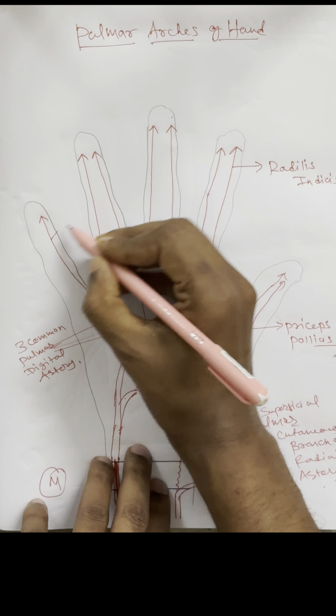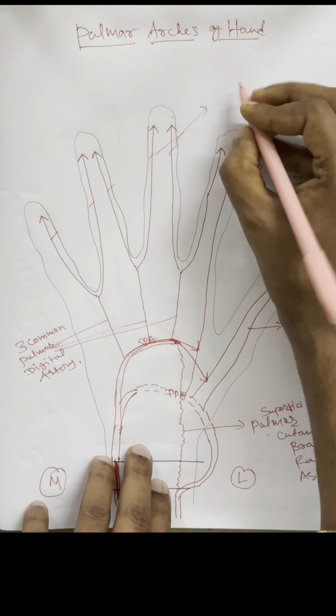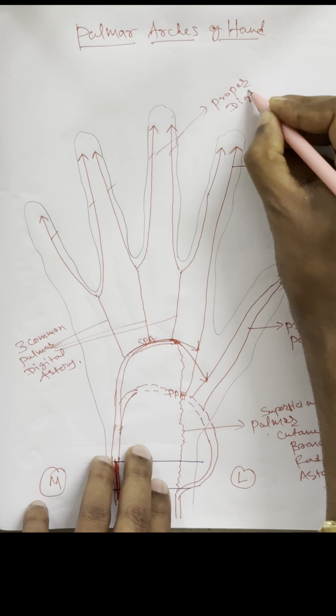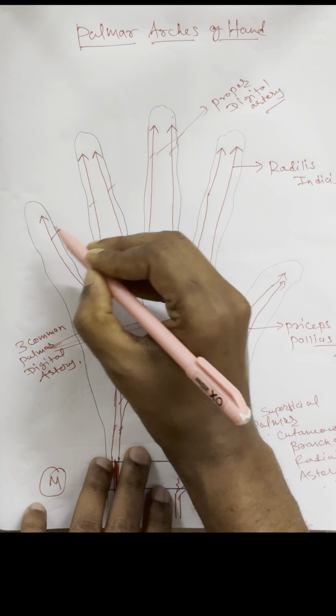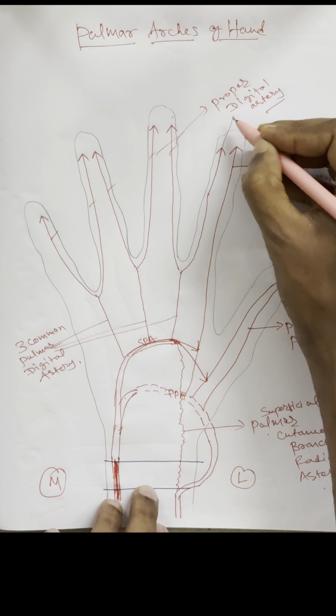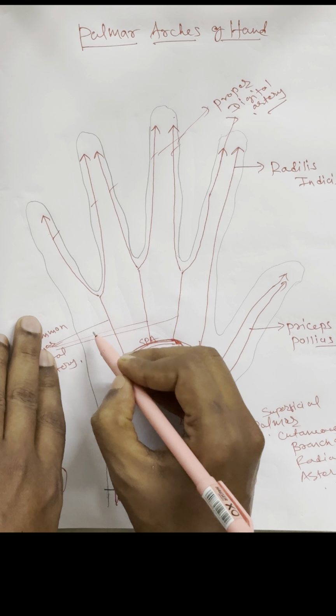And all these branches will be known as the proper digital artery, right? All this one, two, three, four, five, and this one also is a proper digital artery here. Agree? Now, the medial side of the small finger is still pending.